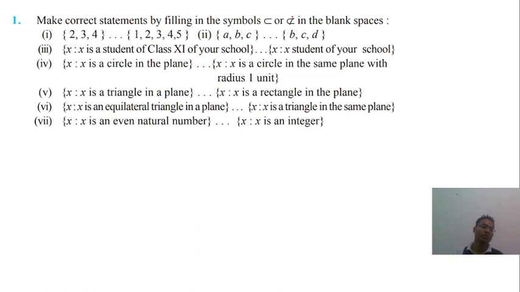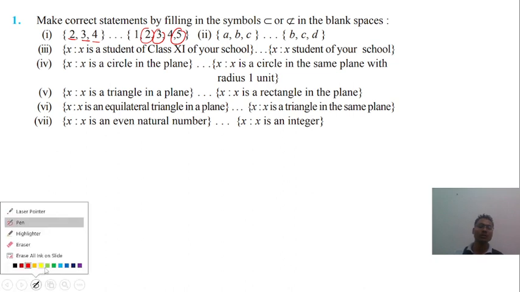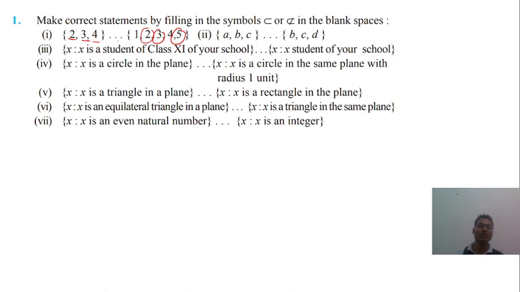Okay. So firstly we will have to find whether these elements are present in another set. If every element of one set is present in another set, then the first set is said to be a subset of the second set. As we can see from here, 2, 3 and 5 are present here. So we can clearly write a subset sign here, meaning this set is a subset of the other set.